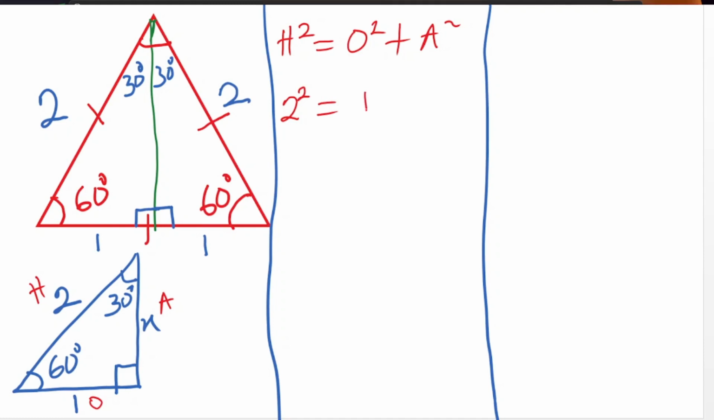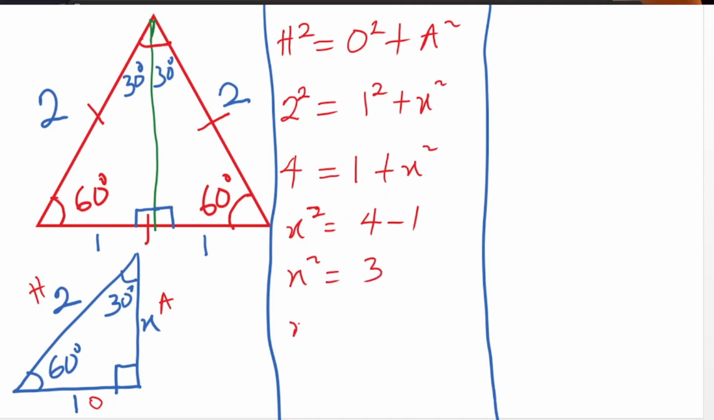Opposite here is 1 squared, and adjacent is called x squared. So this means that 2 squared will give us 4 equals 1 plus x squared. So x squared equals 4 minus 1. That means x squared equals 3, then x equals square root of 3. So this is square root of 3. That is where we're going.